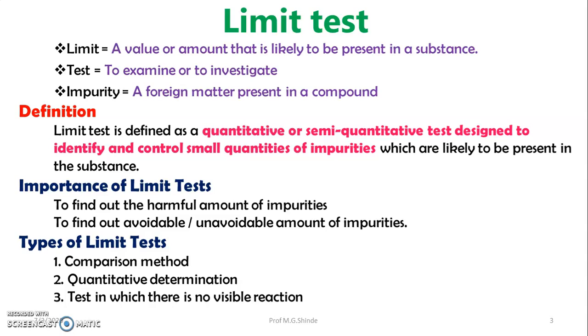There are three types of the limit test we can say. We can perform the limit test either with the help of comparison method, second by quantitative determination method where we can determine the percentage value, while there is a third type in which there is no visible reaction to be observed.